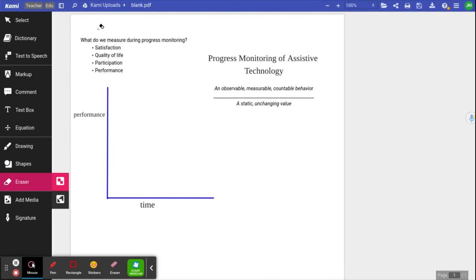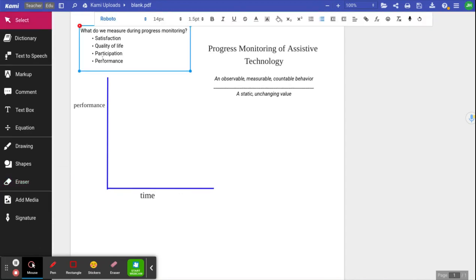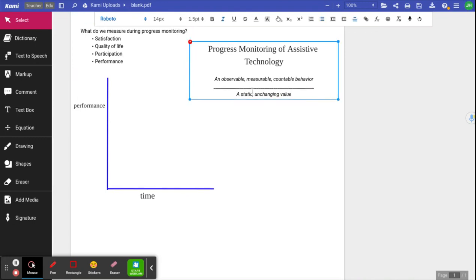We measure the satisfaction and quality of life. Those are going to be more qualitative measures. And then we're going to use that mathematical formula to measure the participation and performance of that assistive technology. When we're talking about the participation and performance of using assistive technology, we're going to use a mathematical equation, okay? And it's going to be this one right here.